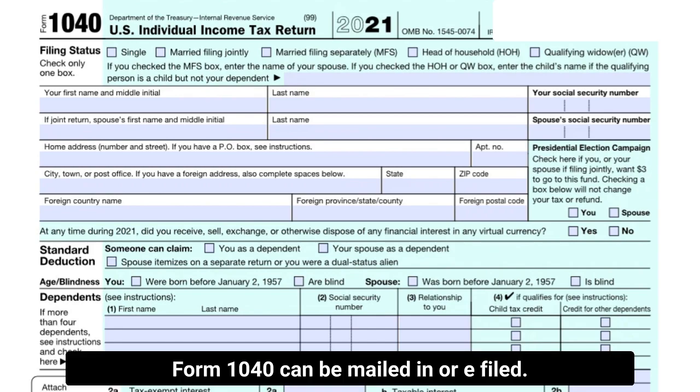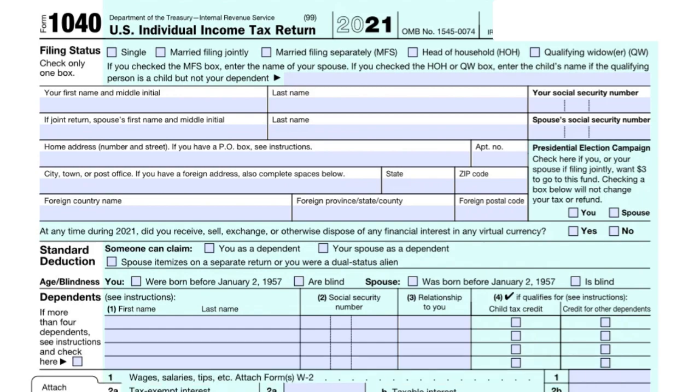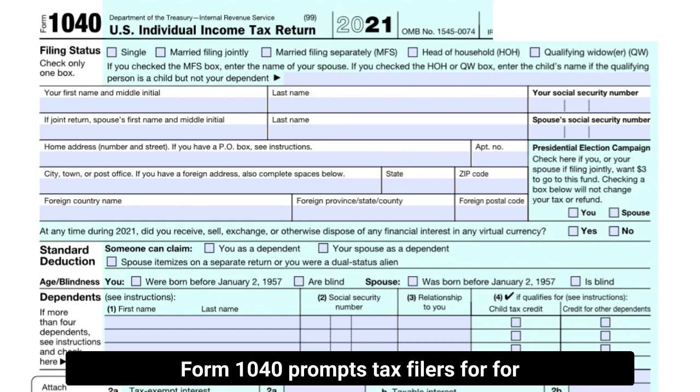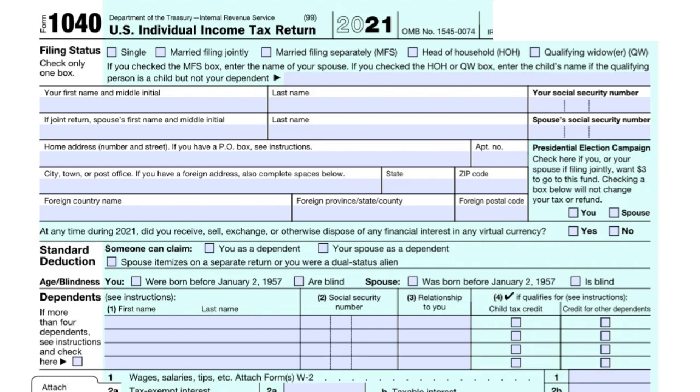Form 1040 can be mailed in or e-filed. Form 1040 prompts tax filers for information on their filing status, such as name, address, social security number. Some information on one spouse may also be needed, and the number of dependents.